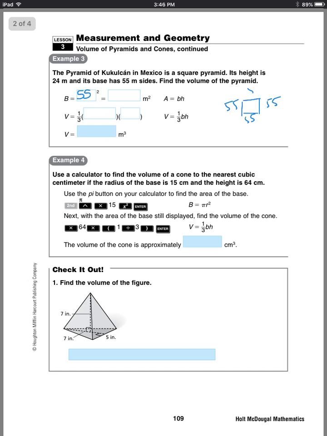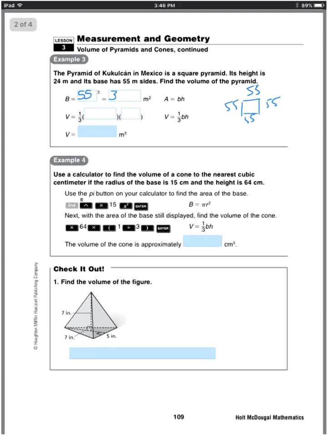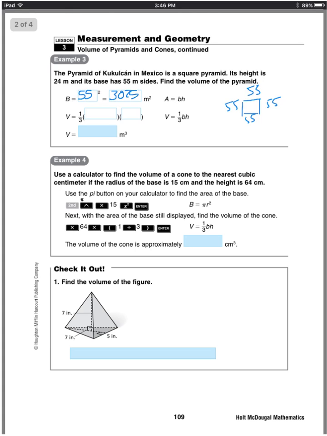To find the area, we take 55 times 55, or 55 squared, and get 3,025. Now we have to multiply the 3,025 by the height, which is 24. And because it's a pyramid, it is a third of a rectangular prism, so we have to divide it by 3. When we multiply 3,025 times 24 and divide it by 3, we get 24,200 meters cubed.